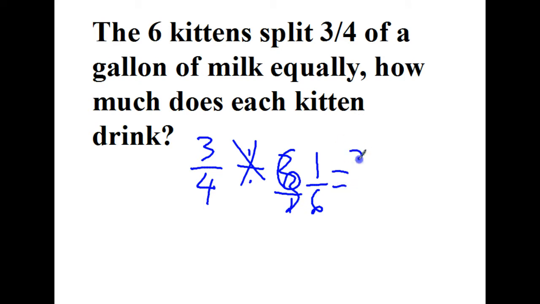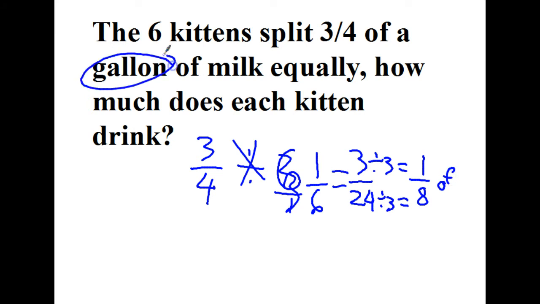Top times top, 3 times 1. Bottom times bottom, 4 times 6 is 24. They're not both even, 5s or 10s. Try the 3 song out. 3, 6, 9, 12, 15, 18, 21, 24. Yes, I can divide them both by 3. So I'm going to end up with 1/8 of a gallon. And that was how I can take a fraction and divide it by a whole number.